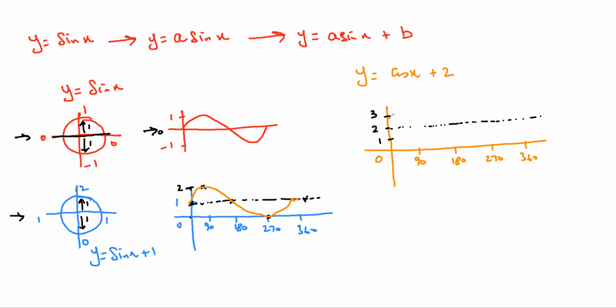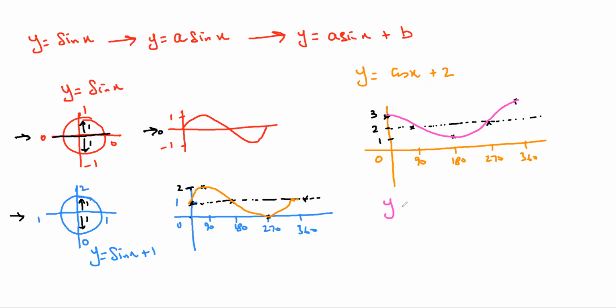So the graph of cos goes like this. This is going to be maximum, axis, minimum, axis, and you have maximum here, okay? So the graph is going to be like this now. Okay, so this is the graph of y is equal to cos x plus 2.